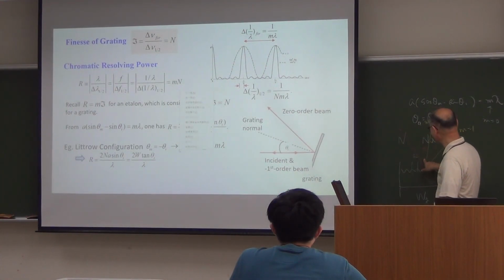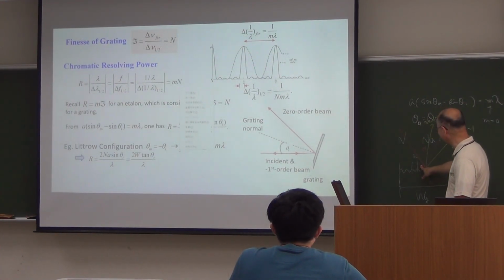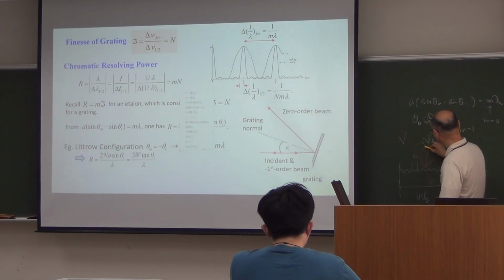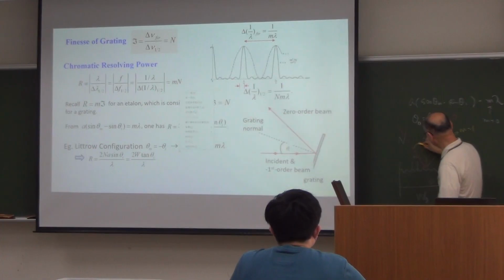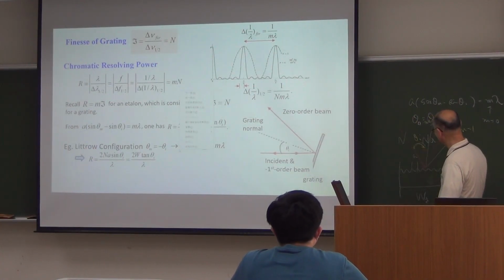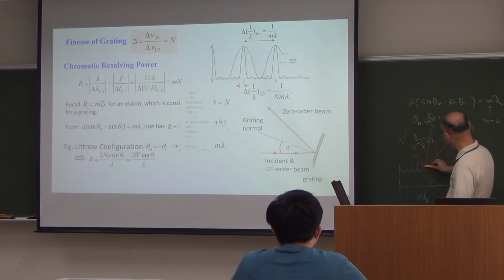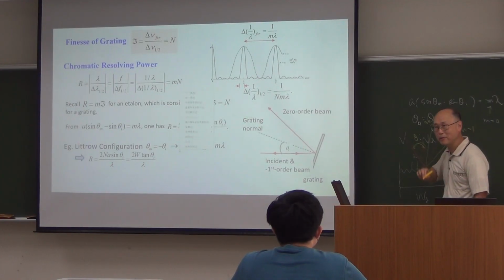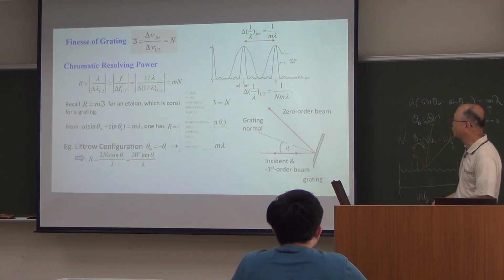So this is the surface normal, and then your incident beam is like this, and then you have theta I. Okay, and this is the zero order beam. On this side, you have theta m, that is a positive number. On this side, you have theta m, that is a negative number. Okay, so this is the Littrow configuration.